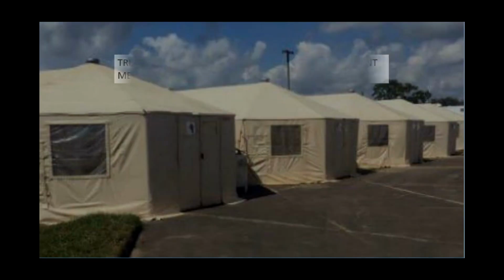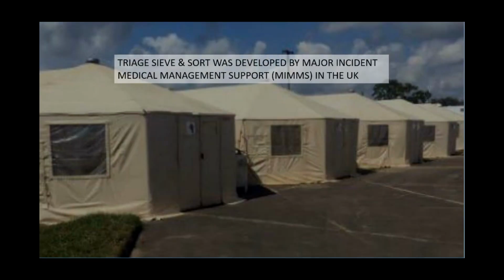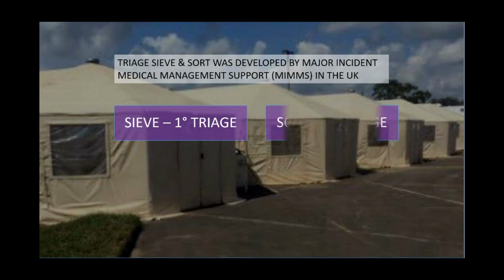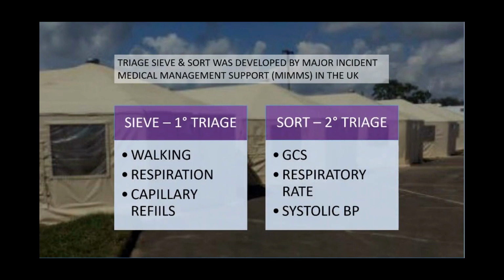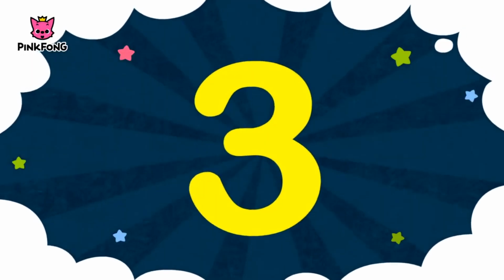The second system is triage sieve and sort. It was developed by Major Incidents Medical Management Support (MIMS) in the United Kingdom. Triage sieve is used to move disaster victims to the casualty clearing station. A score will be calculated in triage sort, and priority can be assigned, and victims will be distributed to the appropriate receiving hospital. For more information on this triage system, please proceed to the MIMS website. Number 3.